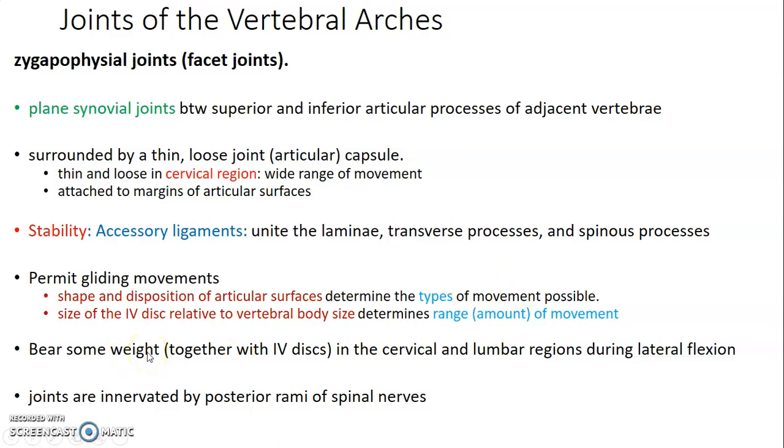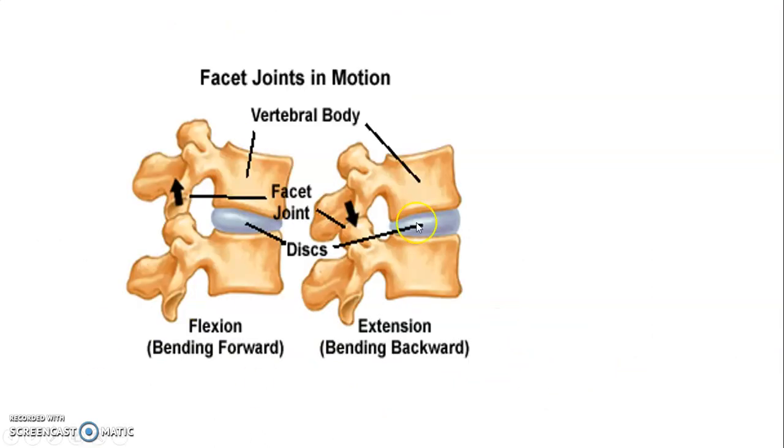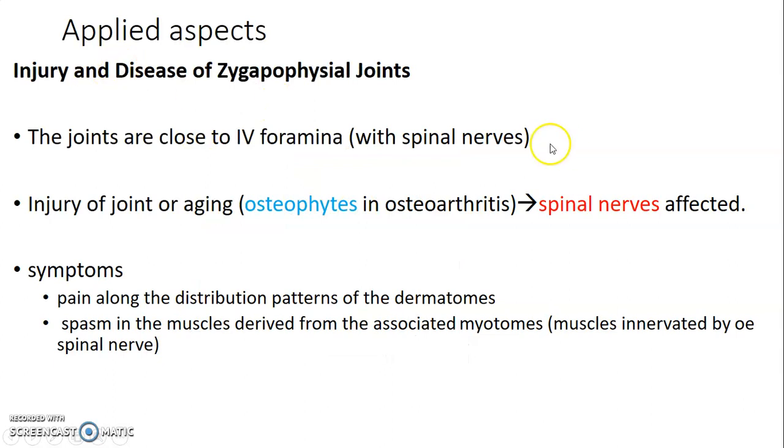So the zygapophyseal joints usually bear some weight in the cervical and lumbar region during lateral flexion, and the joints are innervated by posterior rami of the spinal nerves. So this just shows you the zygapophyseal joints. And this is what happens during flexion, and this is what happens during extension. They overlap.